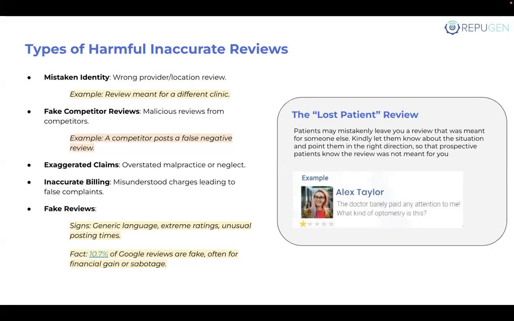And here's a little fun fact. 10.7% of Google reviews are actually fake, usually posted for financial gain or sabotage. So inaccurate reviews like these, if left unchecked, can severely damage your online reputation. And so again, that's why you do need to identify them quickly so that you can address them appropriately.